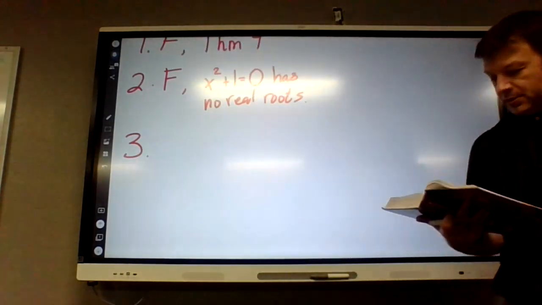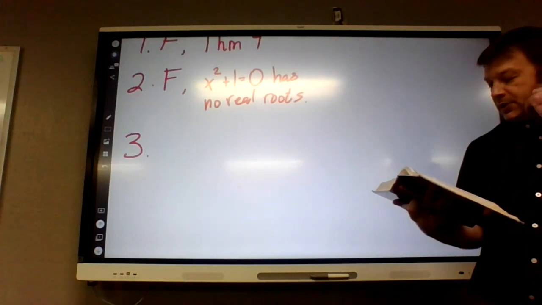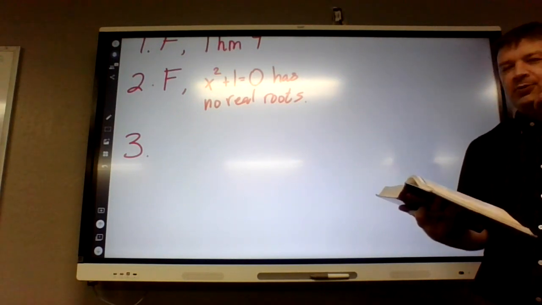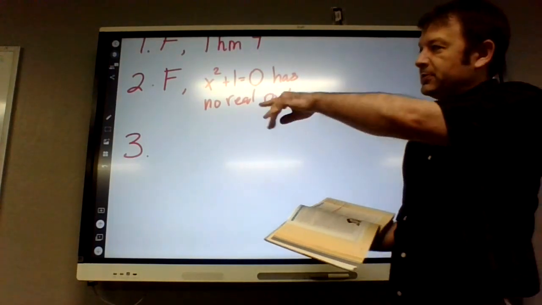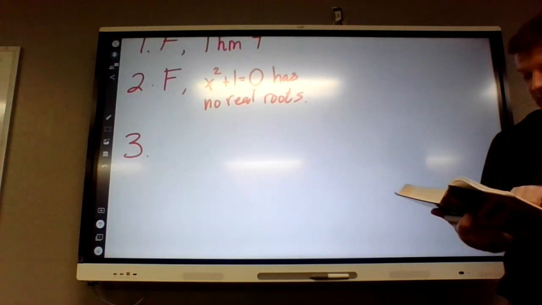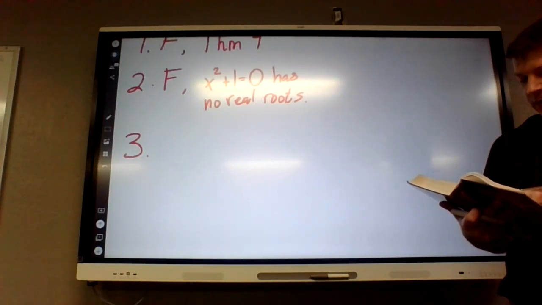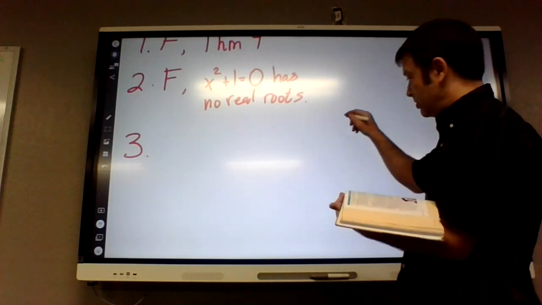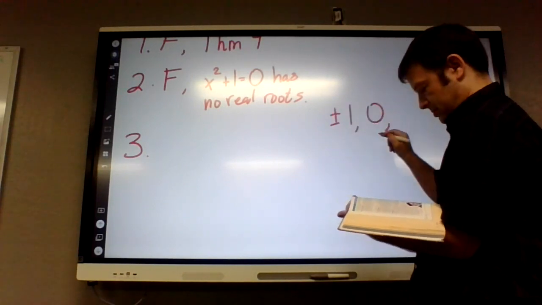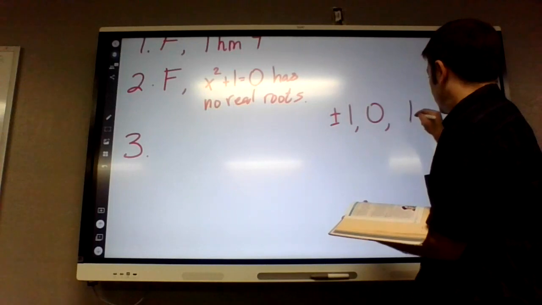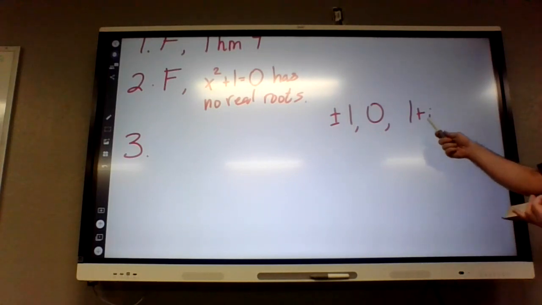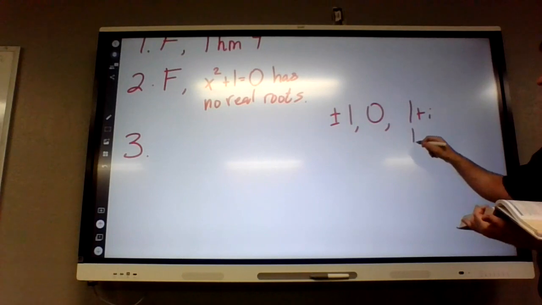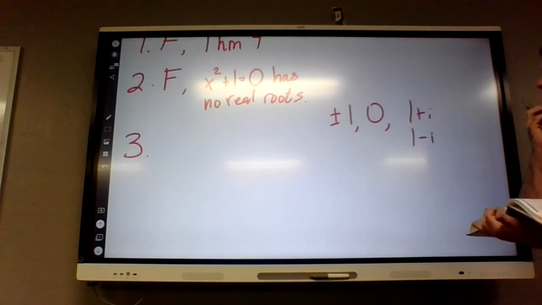Okay, number 3, the roots of a certain quartic equation. Do you guys know what quartic was? Degree of 4. Are plus or minus a half, 0, and 1 plus i. Is that possible? Right. If 1 plus i is a root, what else is a root? 1 minus i. So that would be 5 roots.